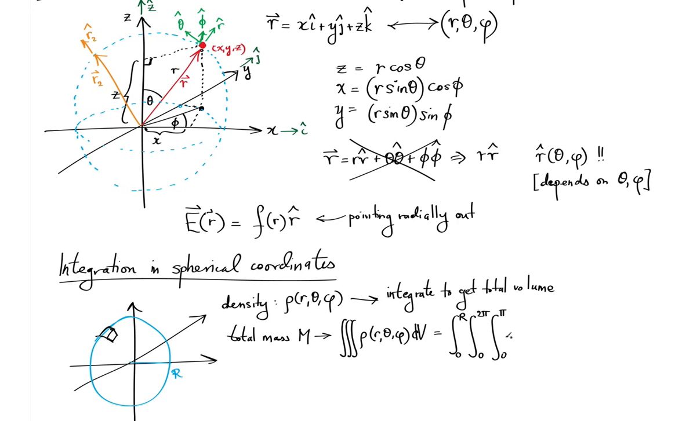So then, again, we're going to write our density, rho of r, theta, phi. And then we're going to write out what dV is. That's a little bit more complicated. So it turns out to be written as r squared sine theta d theta, d phi, dr, okay? So this whole mess here is actually what dV is.